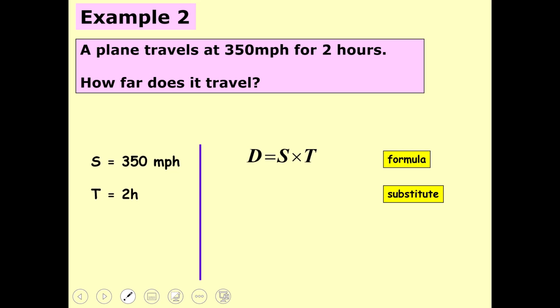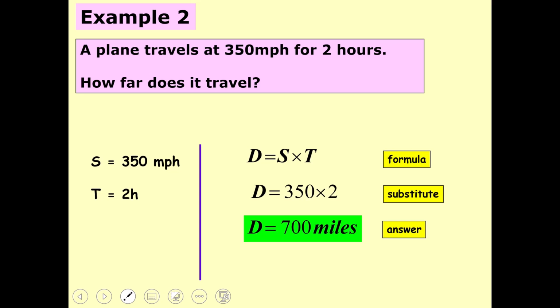So we're going to write that down first. Substitute in to get 350 times 2. And then we just go ahead and write down our answer. And remember miles per hour, so our distance is miles. The distance is not miles per hour because that is a speed. It's just miles. And when you are doing these questions, you should have 3 clear lines of working.